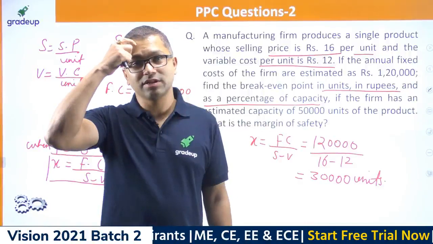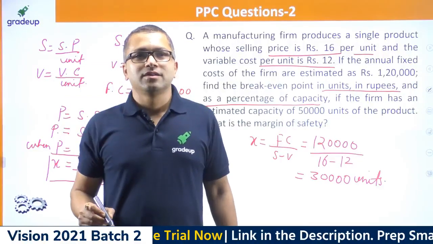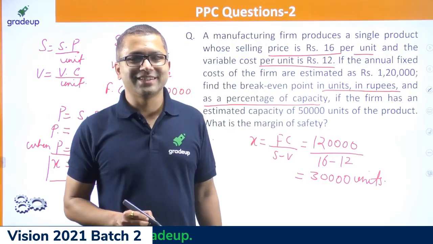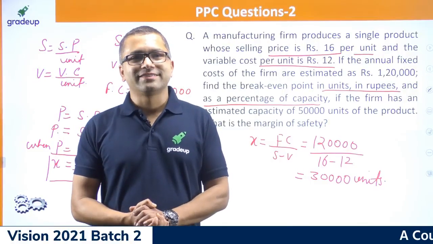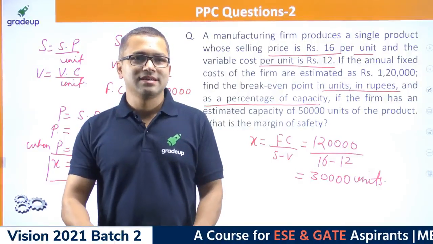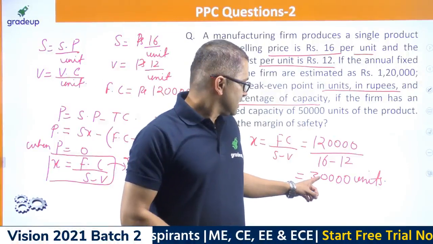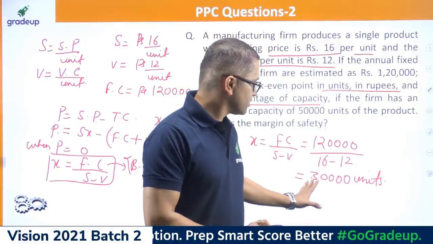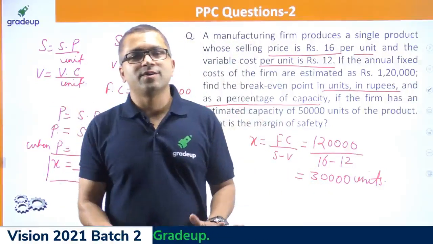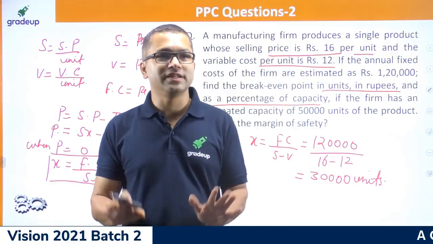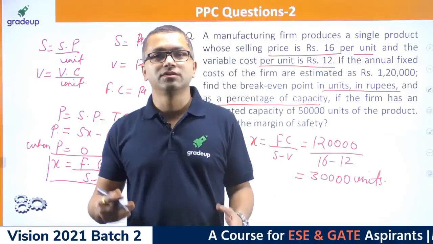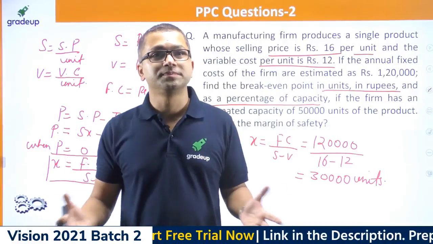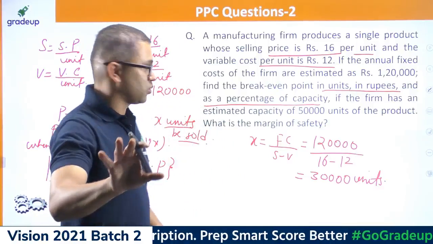We have had a discussion about this yesterday. Can you please type in? Arey yaar, you didn't get this. Okay, fine. What it means is we should produce more than 30,000 units in order to make profit. This is the meaning of this 30,000, right? So you should understand these things, guys. Otherwise, just solving questions, I don't think that's going to help you.